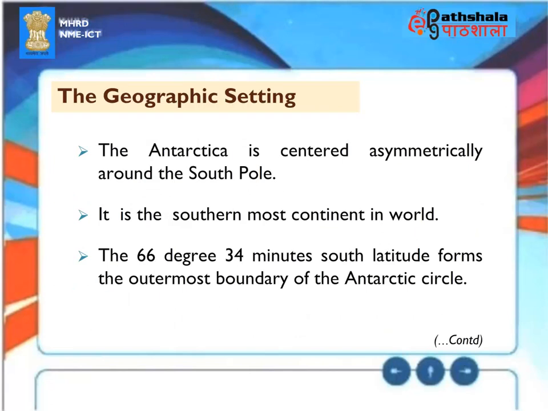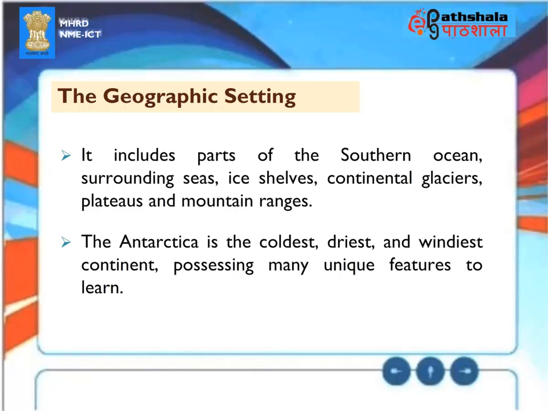The geographic setting. Antarctica is centered asymmetrically around the South Pole. It is the southernmost continent in the world. The 66 degree 34 minutes south latitude forms the outermost boundary of the Antarctic Circle. It includes parts of the Southern Ocean, surrounding seas, ice shelves, continental glaciers, plateaus, and mountain ranges. Antarctica is the coldest, driest, and windiest continent, possessing many unique features to learn.